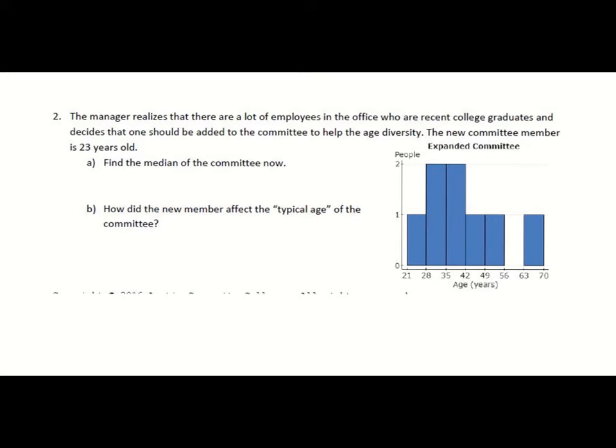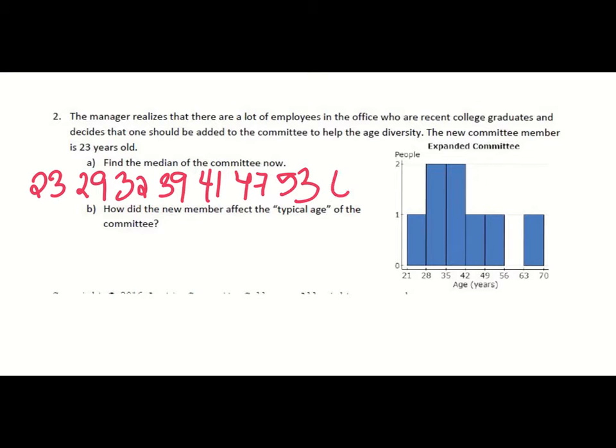However, on this one, it says the manager now realizes that there are a lot of employees in the office who are recent college graduates and decides that one should be added to the committee to help with age diversity. The new committee member is 23 years old, so I'm going to add a 23-year-old to the group. My other numbers again were 29, 32, 39, 41, 47, 53, and 64. So now there's 1, 2, 3, 4, 5, 6, 7, 8.